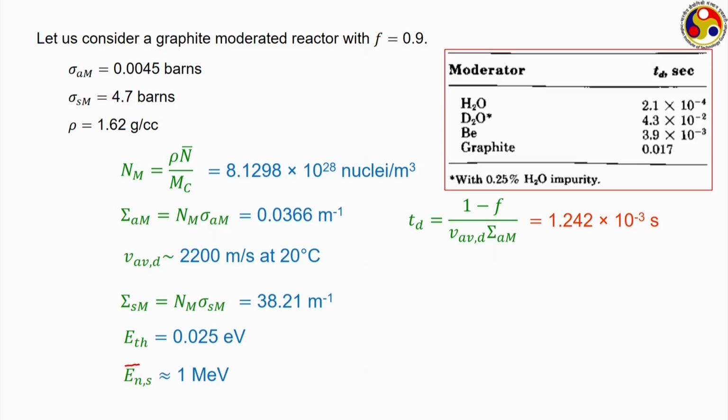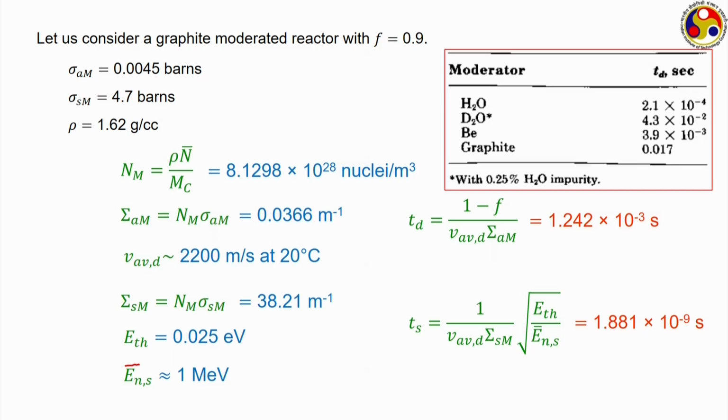The initial energy at the start of scattering can be taken to be 2 mega electron volt, and at the end of the scattering process, when it has become thermal, its energy is 0.025 electron volt. So, the average of that is 1 mega electron volt. We put that into the mathematical expression for scattering time, and it comes out of the order of 10 to the minus 9 seconds only.